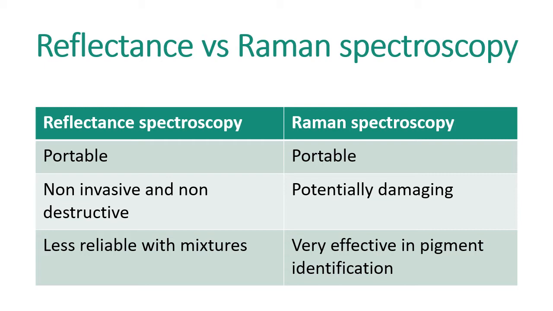I focus on these firstly because they're what's available to us, and secondly, they're available in a portable form, which we know is very useful when it comes to testing things that are either awkward to move or are very fragile. Reflectance spectroscopy will be our main focus and is the less invasive of the two, but Raman spectroscopy has the benefit of being able to produce a spectra that acts as a pigment-specific fingerprint.